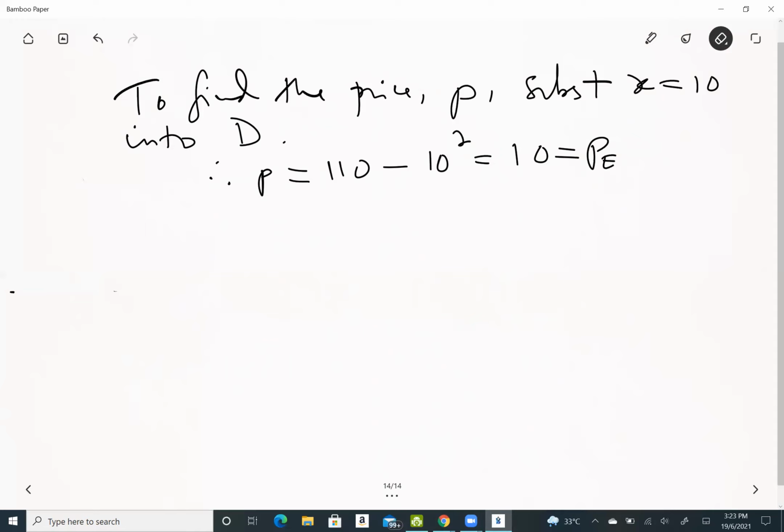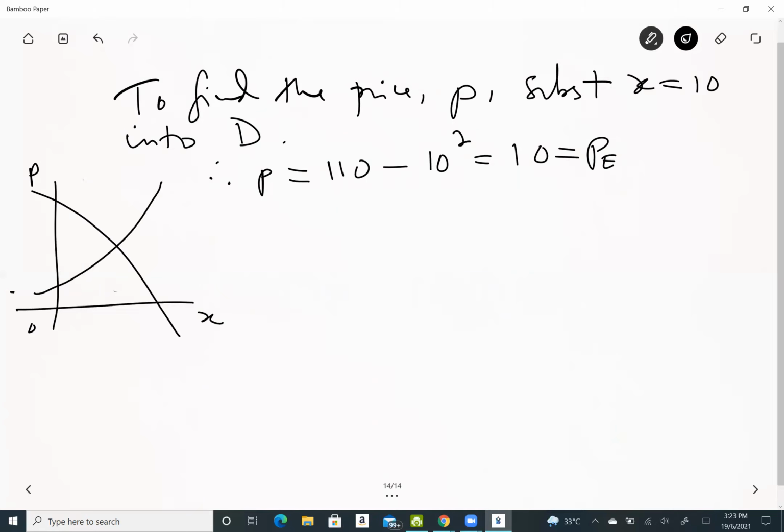So it will be something like this. You got this is the X, that's the price. So it will be something like this, the function. So that is our demand, that is our supply. The equilibrium price will be here, which is 10. Then the equilibrium quantity is also 10. This is E. And that is consumer surplus.